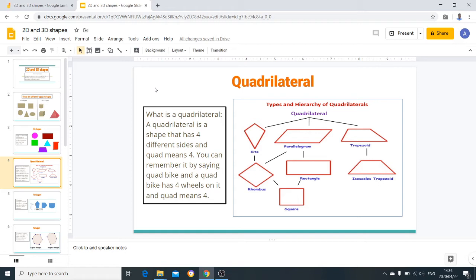A quadrilateral is one of them. What is a quadrilateral? A quadrilateral is a shape that has four different sides, and quad means four. You can remember it by saying quad bike, and a quad bike has four different wheels, and quad means four. Here is a picture of quadrilaterals.